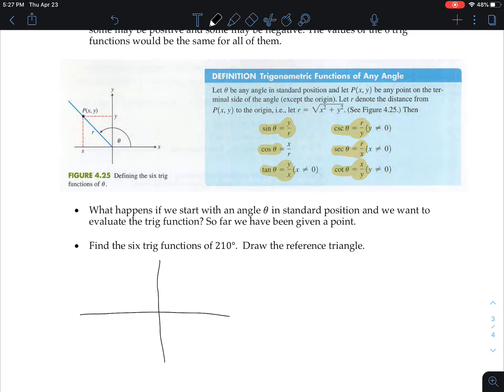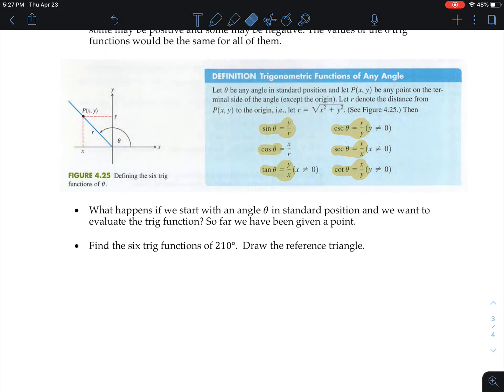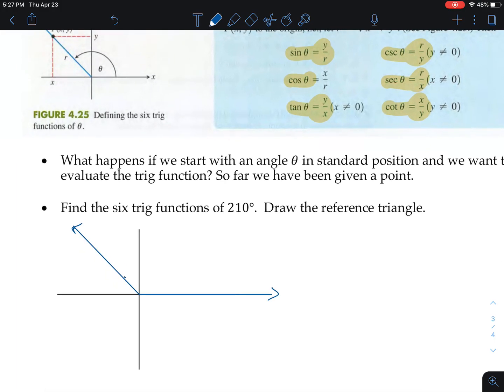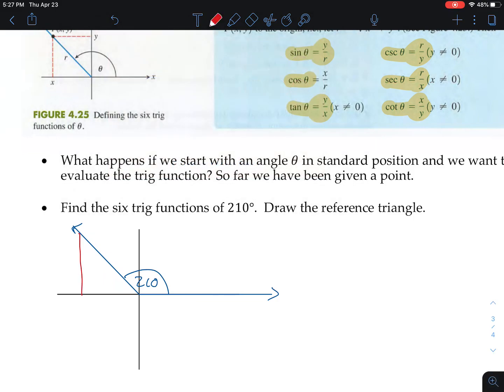But if I say my trig function's 210 from standard position, at 210, I'm going around the circle, and I'm somewhere over here in quadrant 2, just like the one we saw above. Here's my theta, here's 210. Draw the reference triangle. So we just kind of saw up above my reference triangle. Down here, here's my perpendicular. And what's my reference angle?